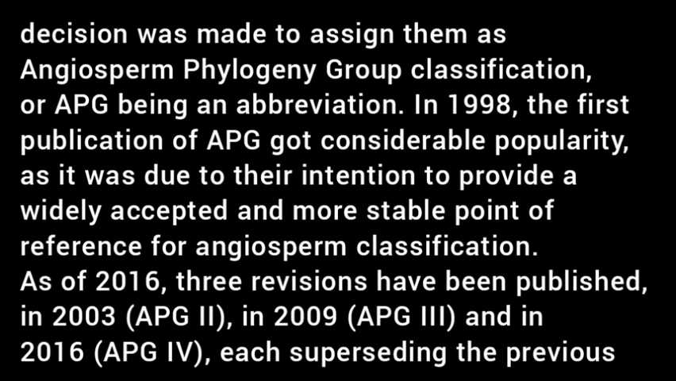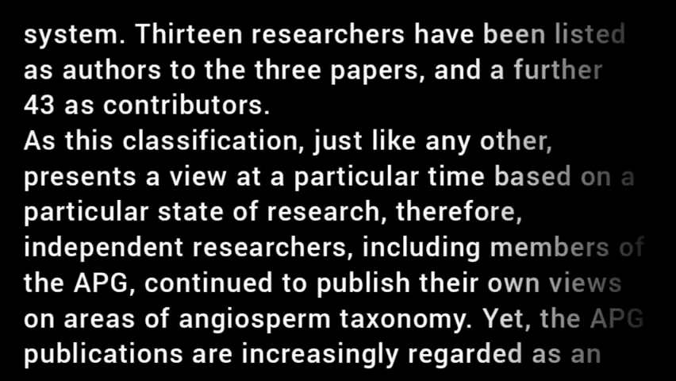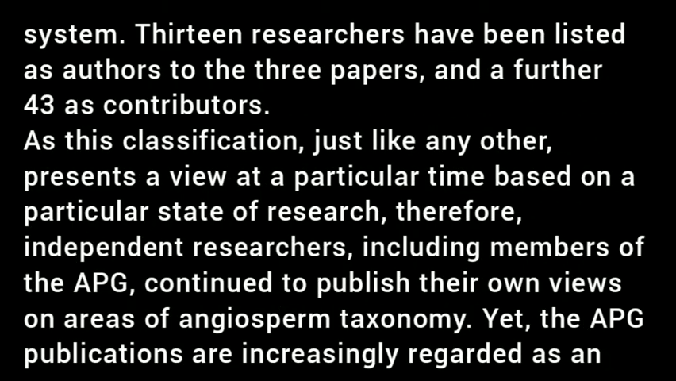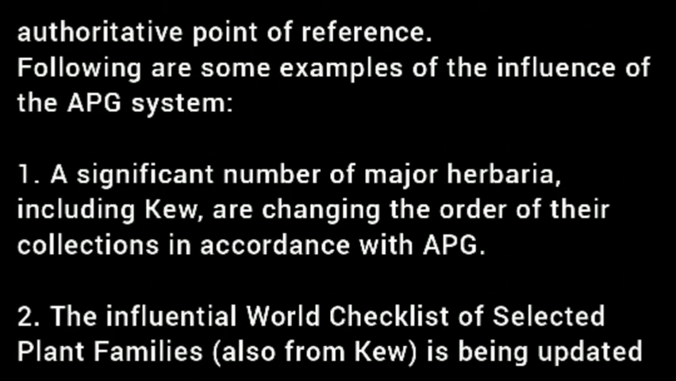In 2003, APG II, in 2009, APG III, and in 2016, APG IV, each superseding the previous system. Thirteen researchers have been listed as authors to the three papers, and a further 43 as contributors. As this classification, just like any other, presents a view at a particular time based on a particular state of research, independent researchers, including members of the APG, continued to publish their own views on areas of angiosperm taxonomy. Yet, the APG publications are increasingly regarded as an authoritative point of reference.